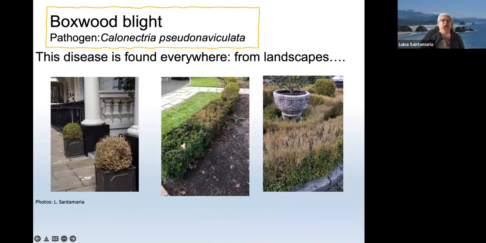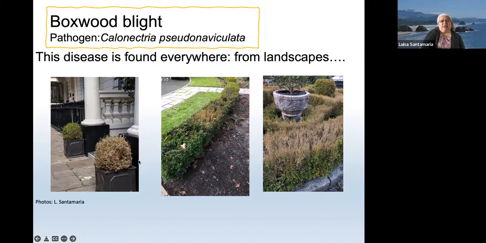blight. So we're going to go into a little more detail about boxwood blight. The pathogen now has the name, it's a long name, Calonectria pseudonaviculata. This disease was initially found in Europe, and it's found everywhere now, from landscapes.